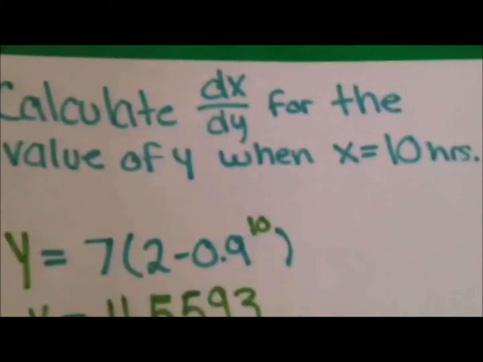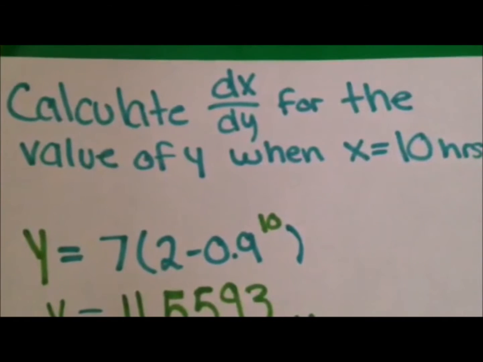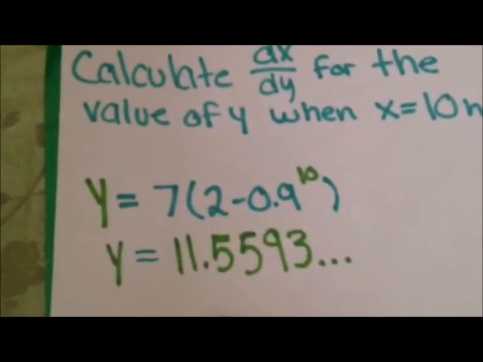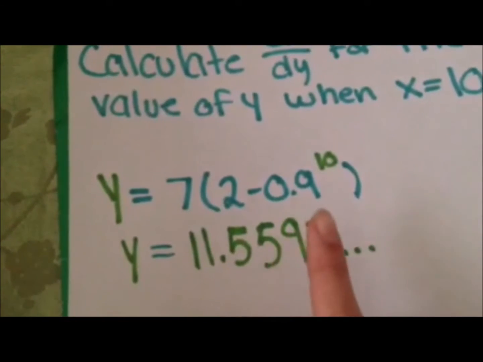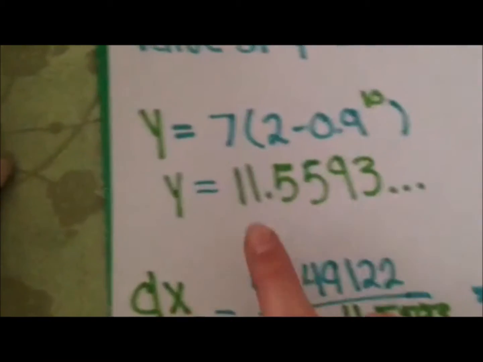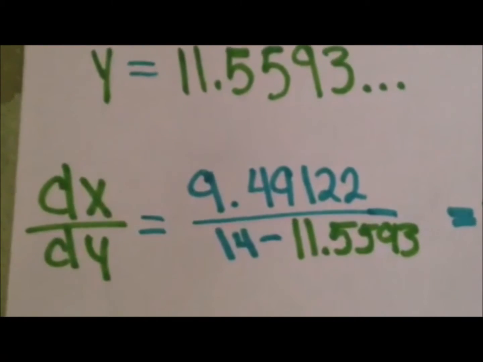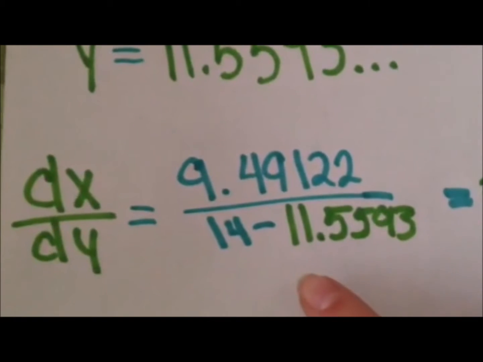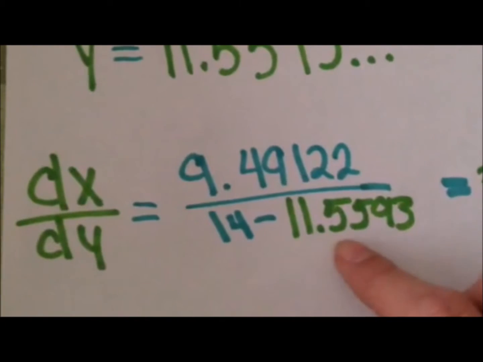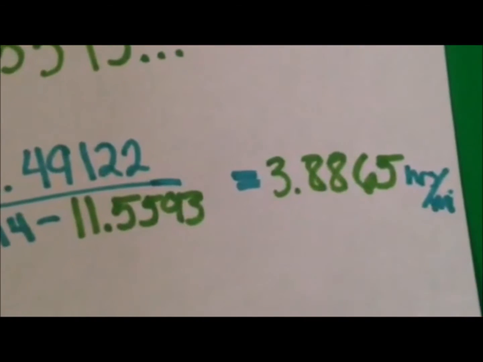Now, for part D, it says, calculate dx over dy for the value of y when x is equal to 10 hours. Now, x is only in hours for your original equation of y equals 7 times 2 minus 0.9 to the x power. So what we do here is we plug in your x value of 10, and when you do that, you're given a value of y equals 11.5593. You then have to plug this value back into your dx over dy equation, so you're given 9.49122 over 14 minus 11.5593. The final value you're given is 3.8865 hours per mile.